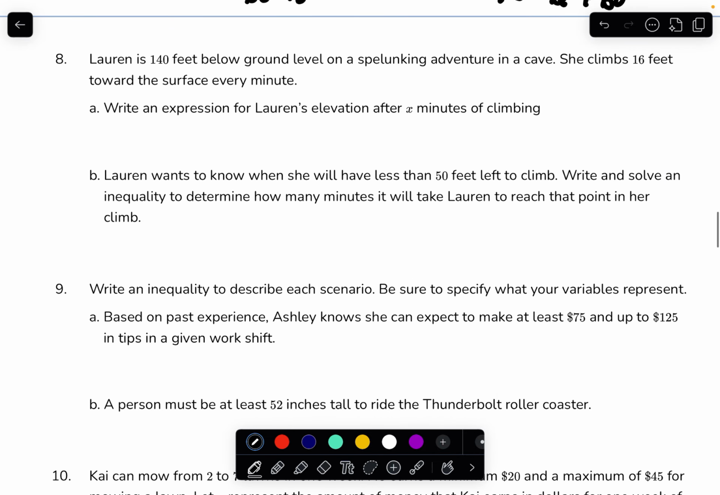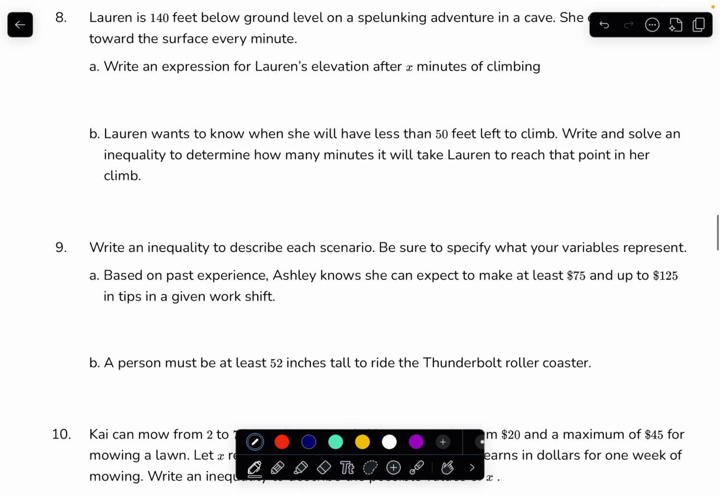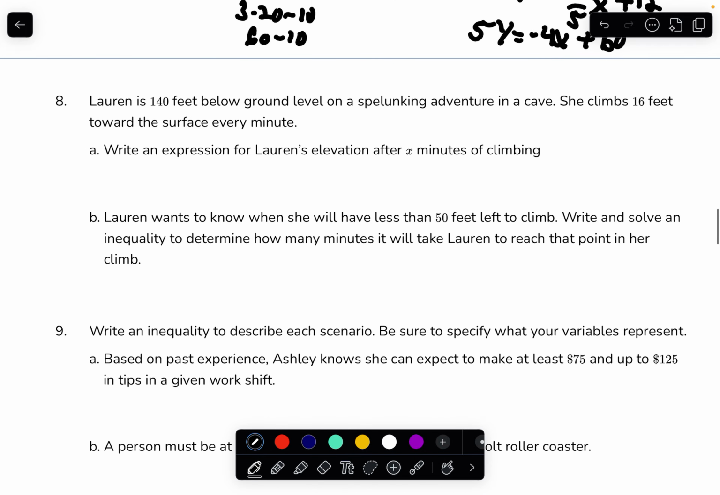Question 8. I think this is going to have to be the last one, and then I'll just finish this off after the bell. I think, because it's 10:23 now.